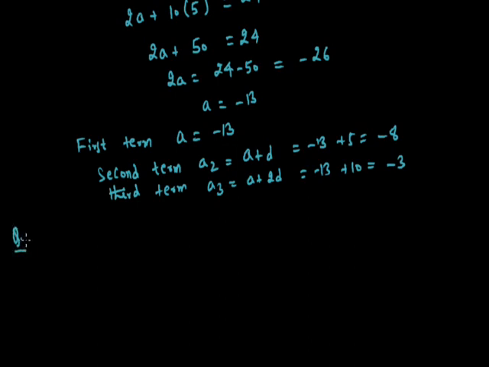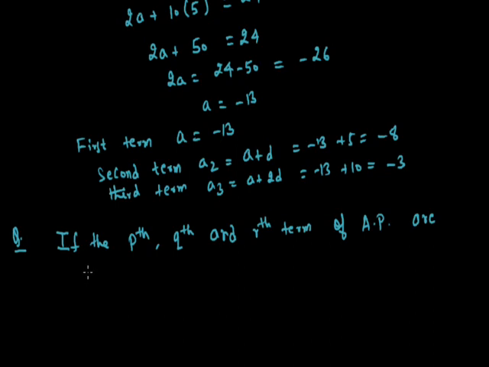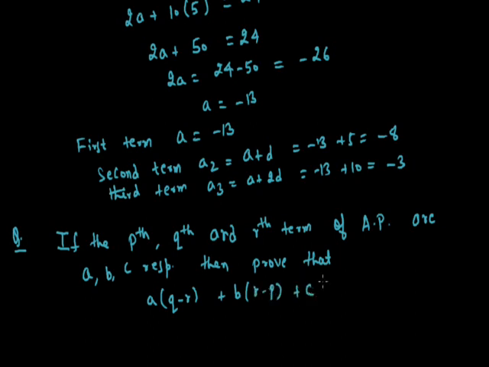Next problem. It is given if the pth, qth and rth term of an AP are small a, small b and small c respectively, then prove that a multiplied by (q minus r) plus b multiplied by (r minus p) plus c multiplied by (p minus q) equal to 0.